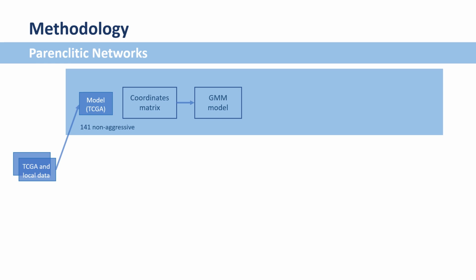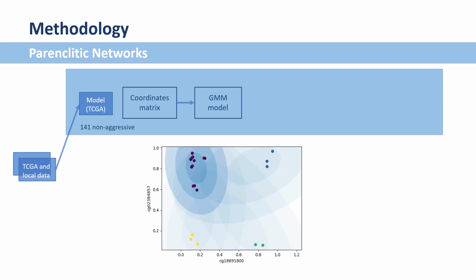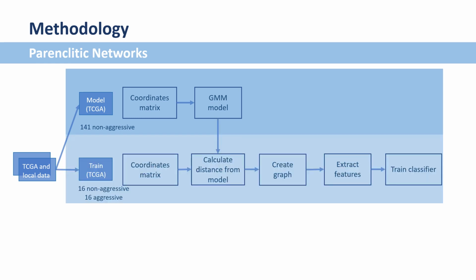More specifically, I used 141 randomly selected non-aggressive samples from the TCGA cohort to build a model for the DNA methylation of non-aggressive PPGL. I modeled the behavior of the DNA methylation in each pair of loci using a Gaussian mixture model. For the training, I used the remaining non-aggressive and all the aggressive TCGA samples.